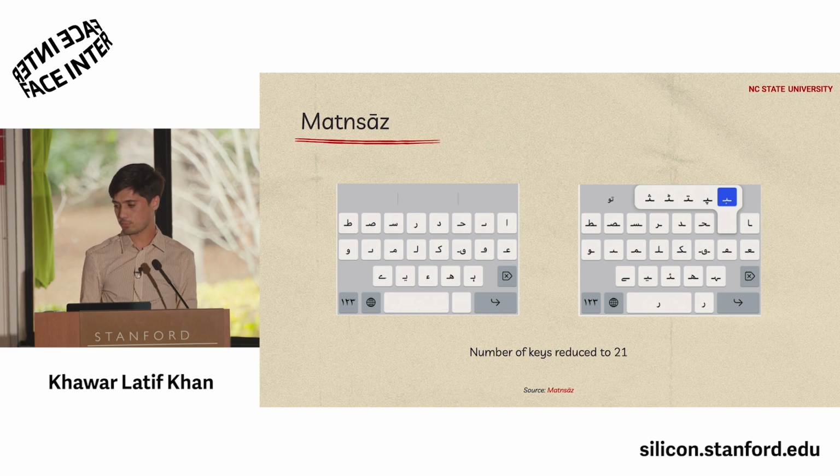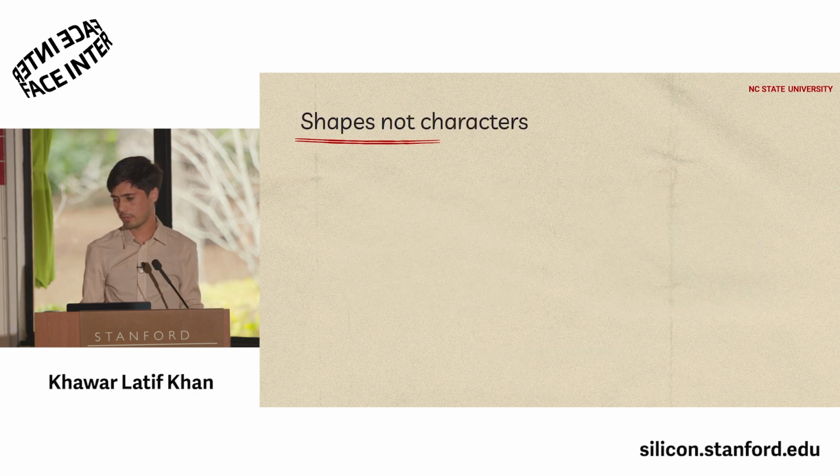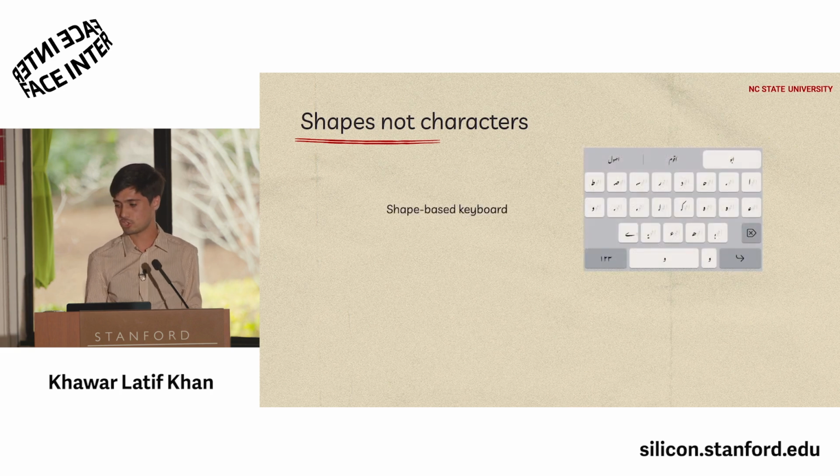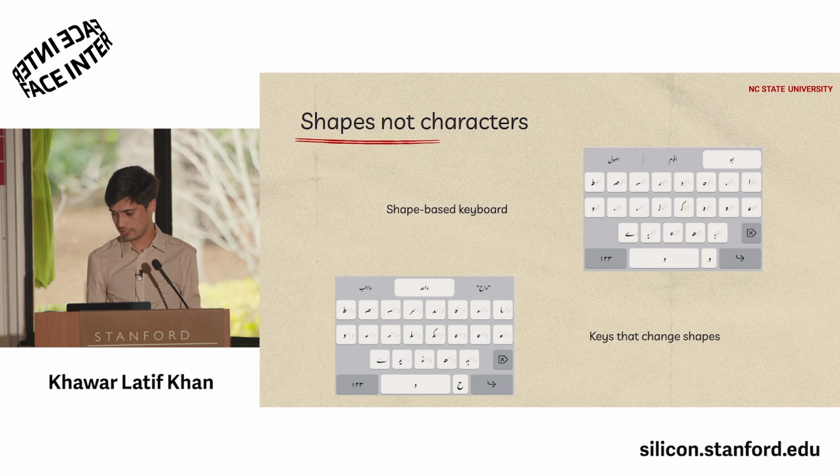So what happens is that you long press on one of the shapes and it can give you all the different shapes, or the characters, you can create from it. There are some interesting things about Matnsaz that can be noted here. One is that it is based on shapes and not characters. In these two images you can see that the keys themselves are changing shapes as you keep typing a word. The keyboard is responsive or adaptive in that nature. You might not be able to see the grayed areas here, but what happens is that it predicts the words and tells you what this particular character is going to look like in a particular word.